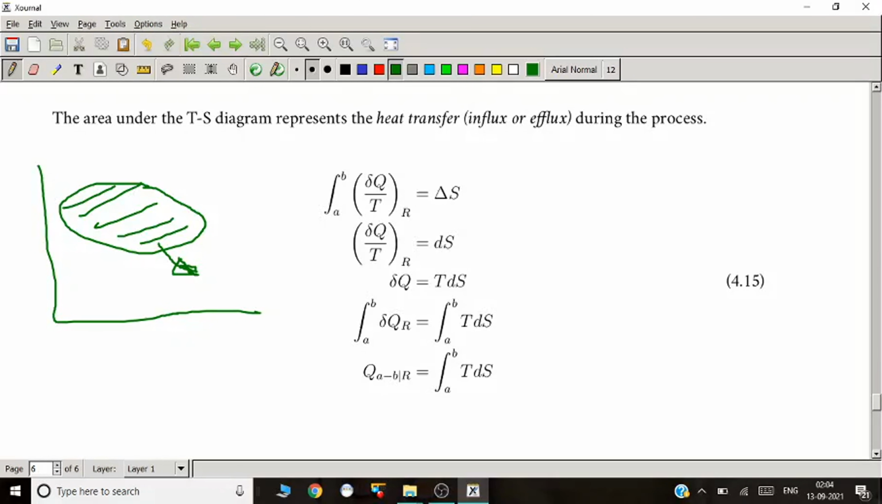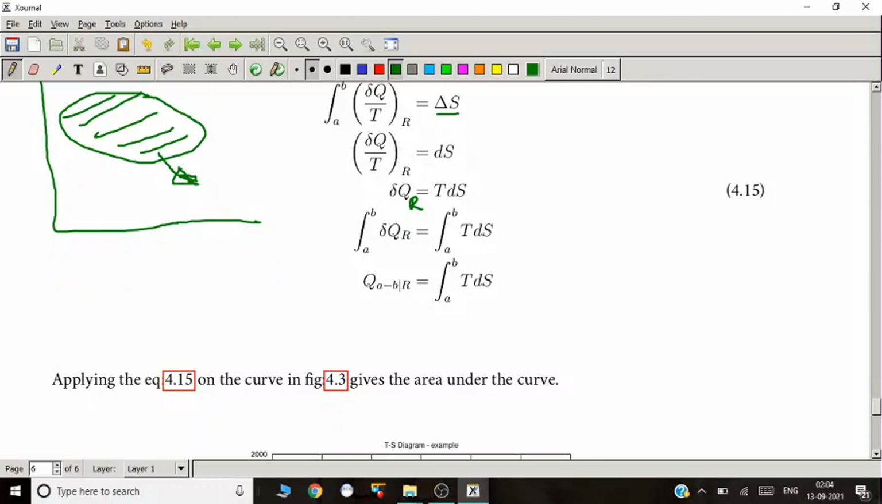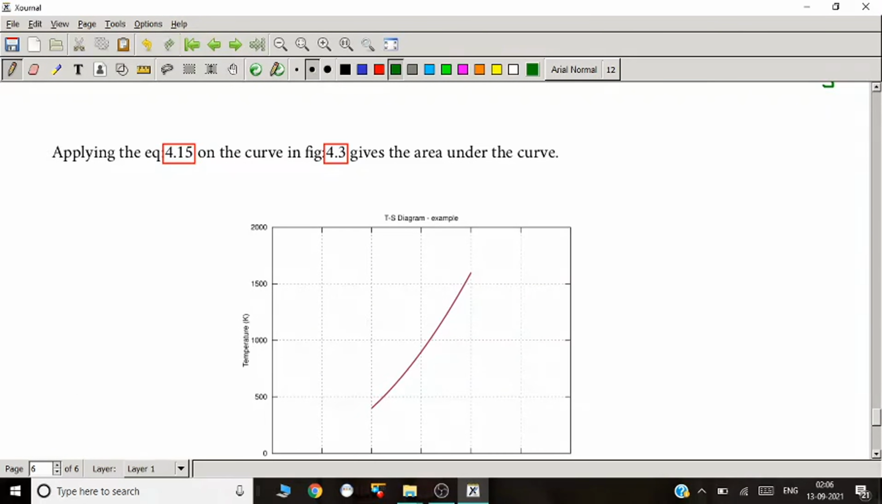In case of a TS diagram, by definition of entropy, integral of A to B, delta Q by T, reversible, is equal to delta S, or in the differential form, delta Q by T reversible is equal to dS, or delta Q is equal to T dS, where this is reversible. If I integrate it, I'll get integral A to B delta Q by T is equal to integral A to B T dS. So Q, for a single process from A to B, is the integral of T dS.